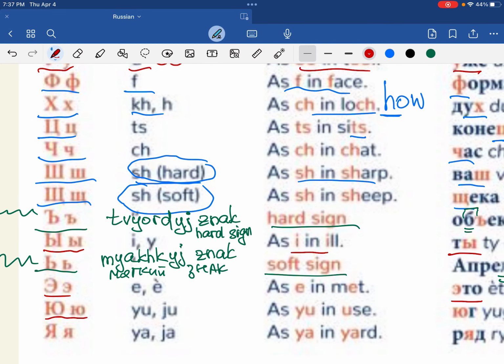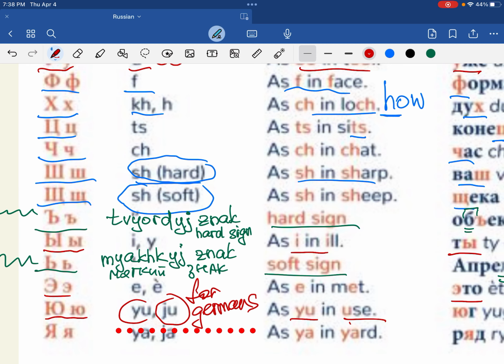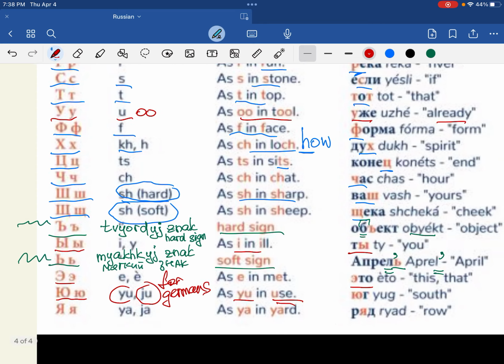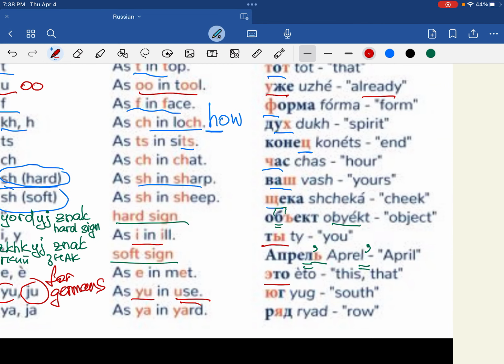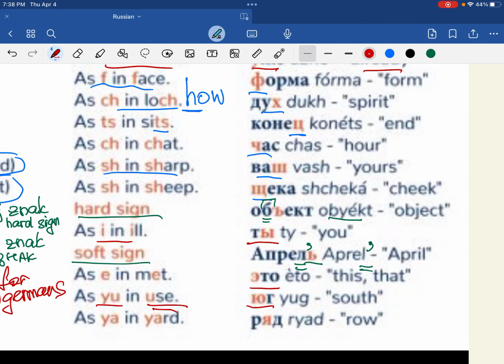So the next vowel is U. Please don't read it like Jew. Again, it's an example for German speakers, because they will read it like you. And for English speakers, you can see the example right here. It's pronounced like you in the word use in English. And in Russian, the example would be you in yug, which means south.